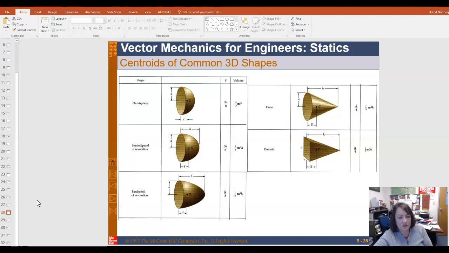Now, there are other locations that you can determine based on symmetry, because once again, when we're talking about the volume, if you have enough symmetry, for example, on a pyramid, if there is enough symmetry from one side to the other, you can make a determination that a line that bifurcates that is going to be the location of the centroid.